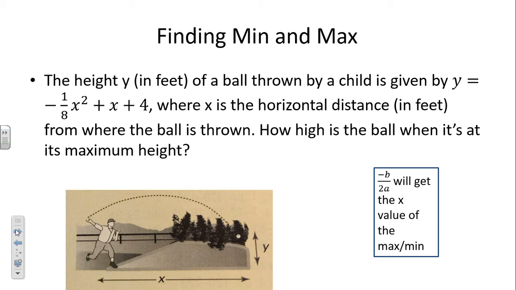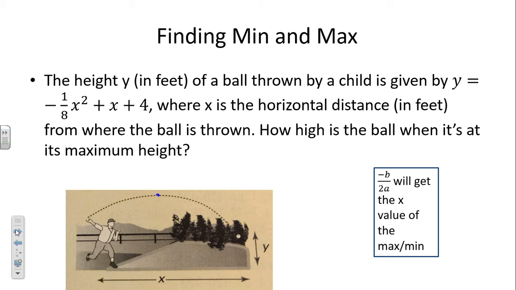Okay, so we talked about relative mins and maxes last chapter, right? We wanted to know, what's that peak? What's that turning point? Where is this thing changing directions, going from increasing to decreasing, or from decreasing to increasing? That's nothing more than the vertex, is it? So we have the height in feet of a ball thrown by a child, given by the equation y equals negative 1/8 x squared plus x plus 4, where x is the horizontal distance in feet from where the ball is thrown. How high is the ball when it's at its maximum height?